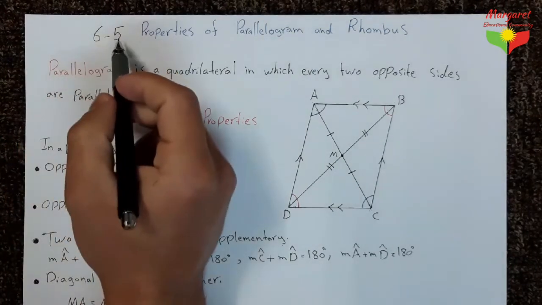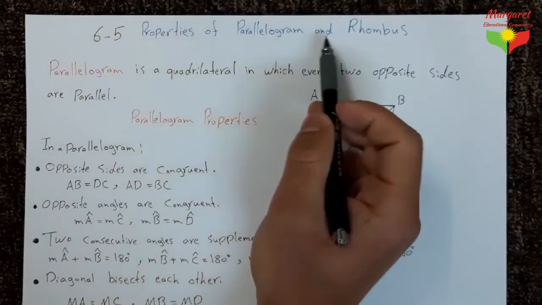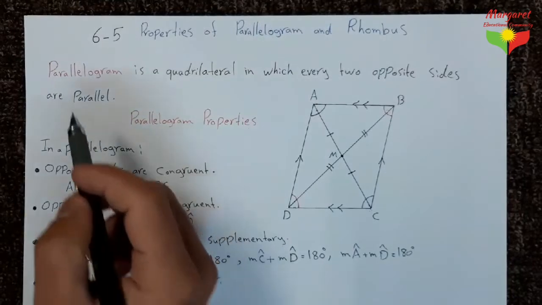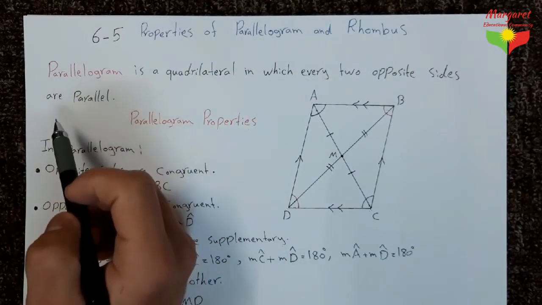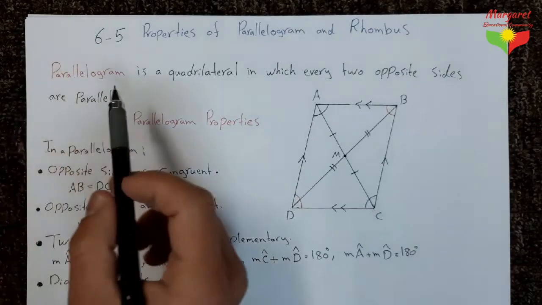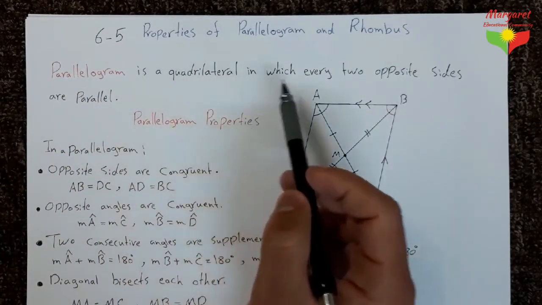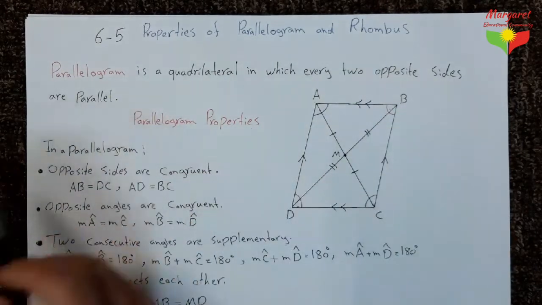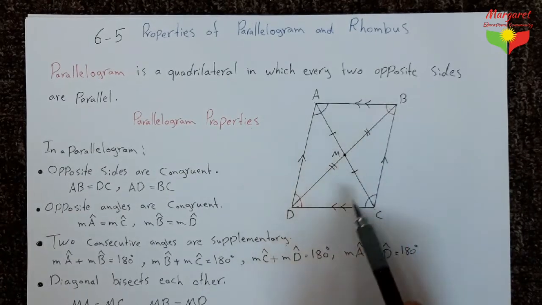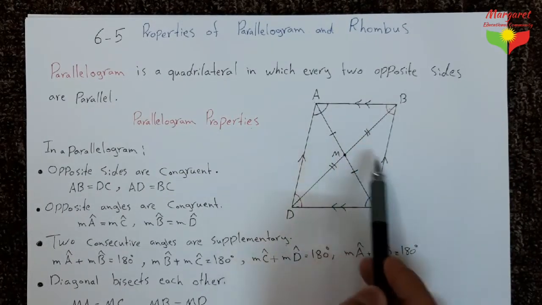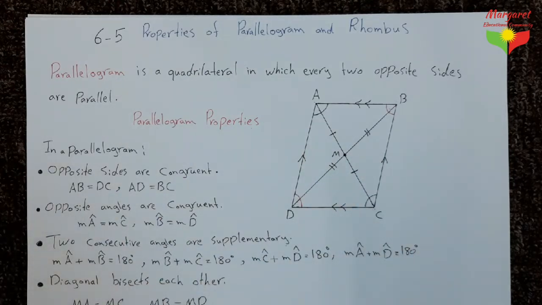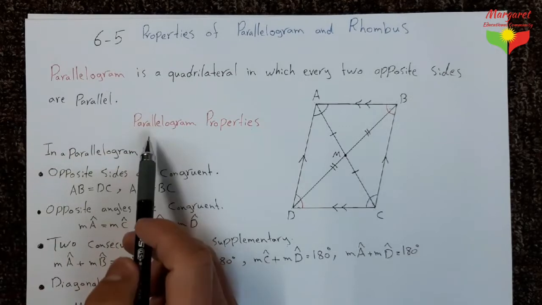Chapter 6 Lesson 5: Properties of Parallelogram and Rhombus. First, we learn about parallelogram. If you remember that in the previous lesson we said that a parallelogram is a quadrilateral in which every opposite side are parallel. We have some properties for parallelogram.